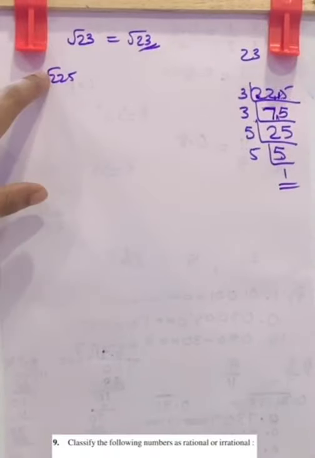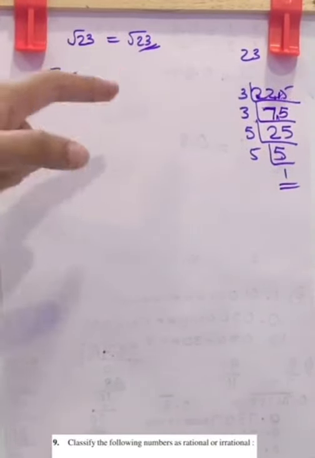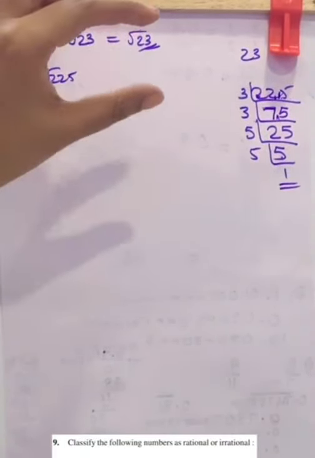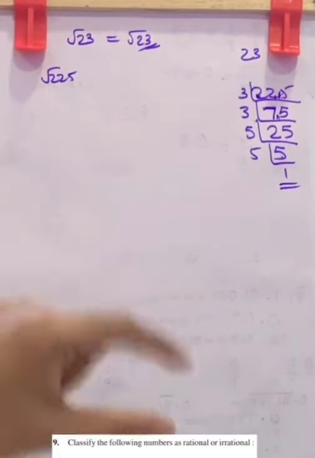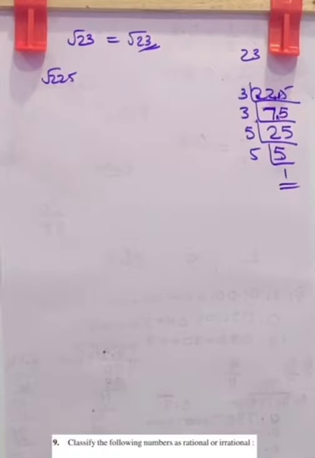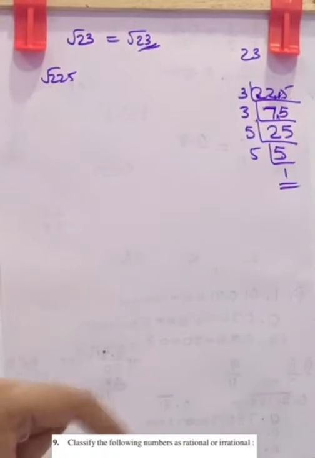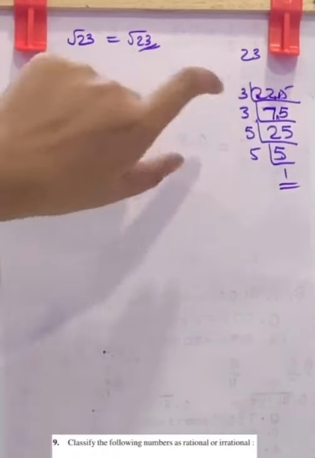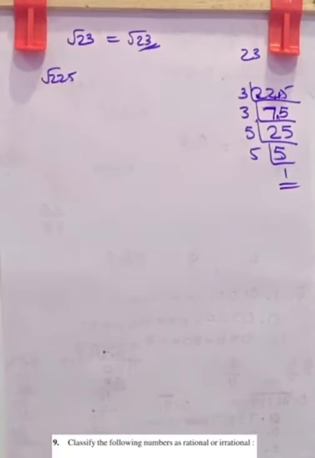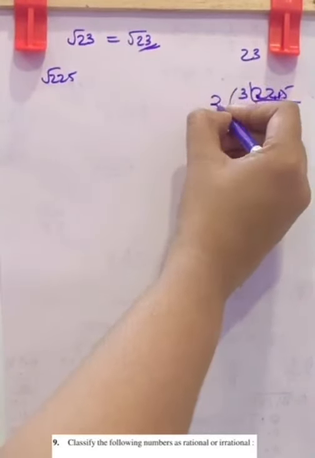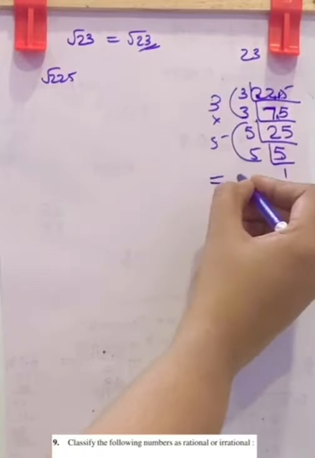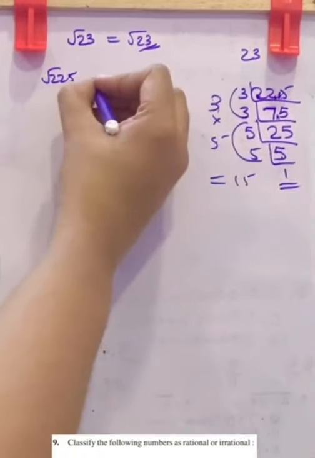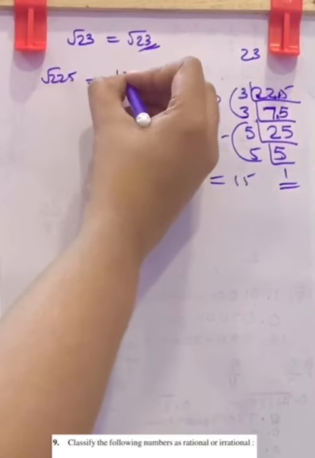Now to find square root, it is square root. Square you have to pair with 2 numbers. If it was cube root, you have to pair with 3 numbers. If it is fourth root, you want to pair with 4 numbers. Here only square root, so pair with 2 numbers. Here you will get a pair. Here also one pair. So the result is 15. 3 into 5, 15. So root 225 is 15.